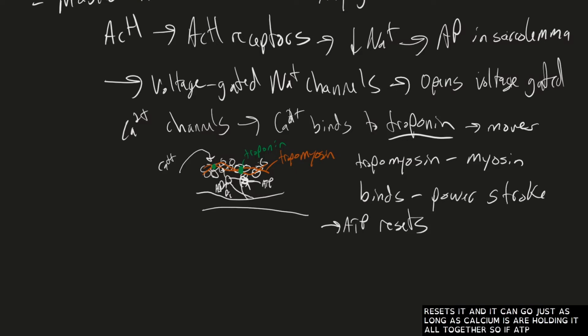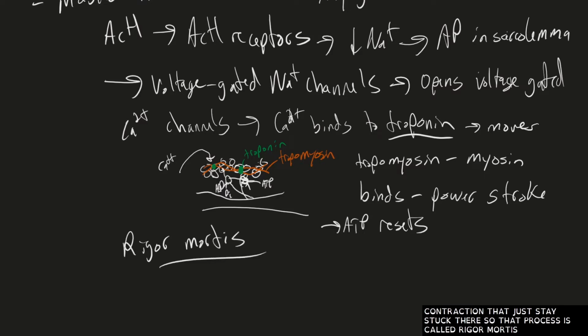So if ATP wasn't present, let's say this organism died, there'd be no removing those myosin heads from actin. So there's no stopping contraction. That just stays stuck there. So that process is called rigor mortis. So rigor mortis is when it can't detach, and the animal's legs are sticking up.